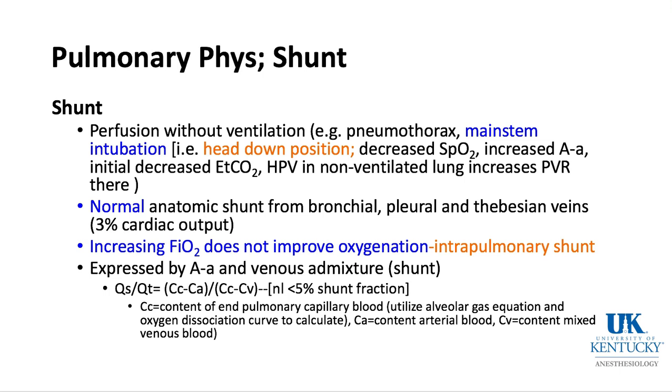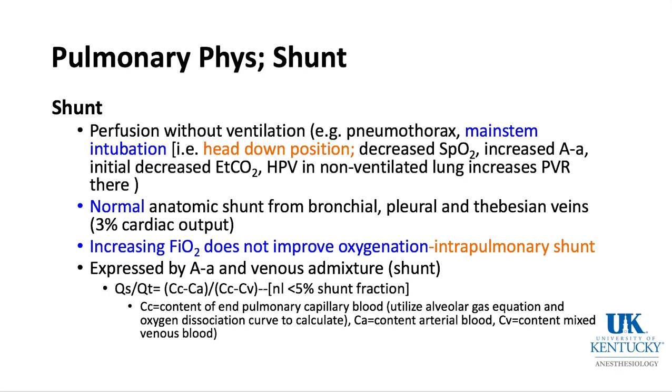The hypoxic pulmonary vasoconstriction in the non-ventilated lung kicks in and increases pulmonary vascular resistance and should shunt blood more to the lung that is being ventilated. Now, the normal shunt from bronchial, pleural, and Thebesian veins, the veins in the heart, is about 3% of the cardiac output. And when a patient has a lot of pathophysiologic shunt going on, you can increase your FiO2 from room air 21% to 30% to 40% to 80% to 100%.